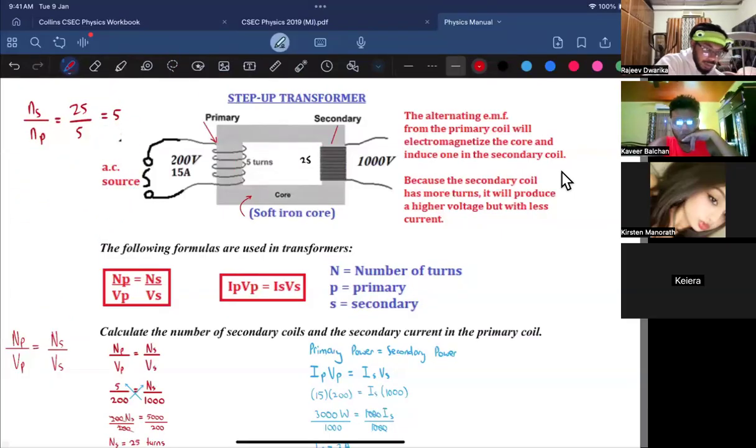So if I want to figure out the voltage in the secondary, all I have to do is multiply the ratio of turns, which we know is NS over NP, by the voltage in the primary. You with me so far? Yeah. So if I want to figure out the voltage in the secondary, whatever I find as my ratio of turns, I just have to multiply it with my primary voltage. You sure you with me? Mm-hmm. Sure.